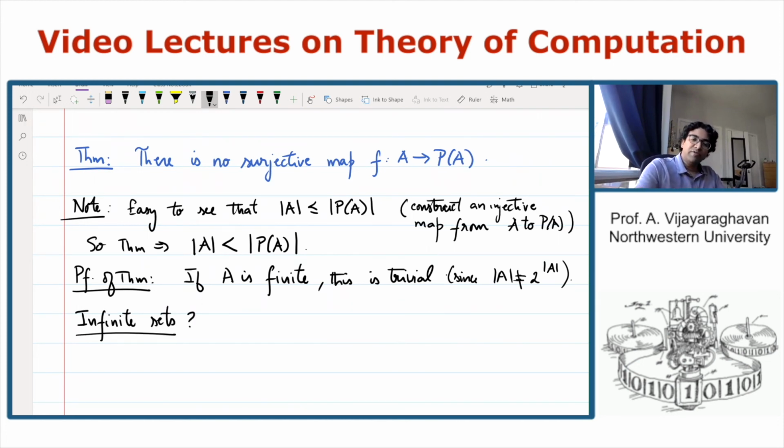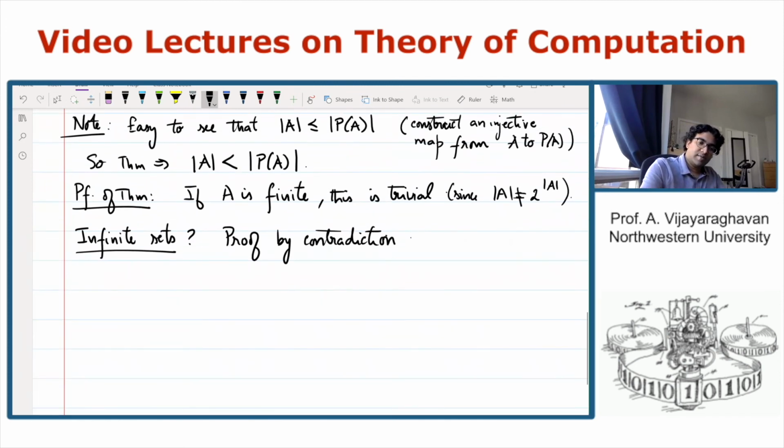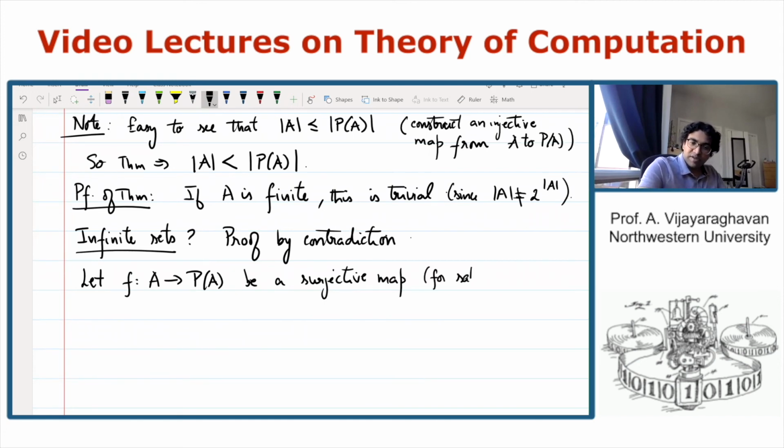We'll actually prove this by contradiction. So let's say that F is such a surjection, a surjective map. We're going to then contradict it. So let's say that it actually exists.